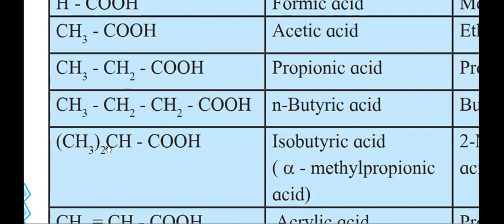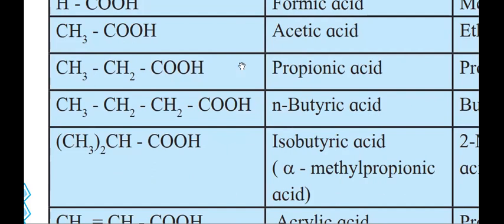Okay, it also contains 4 carbon atoms. And this group is an iso group. Why iso group? One CH3 and another CH3 on the second carbon, which has the COOH, therefore it is called isobutyric acid. Similarly, it is also known as alpha methyl propionic acid.